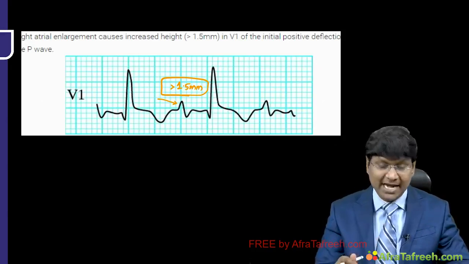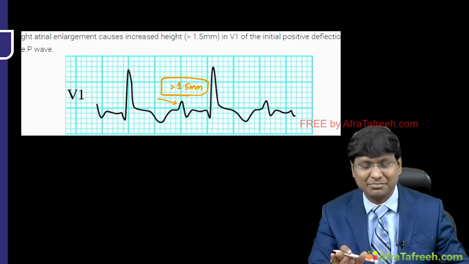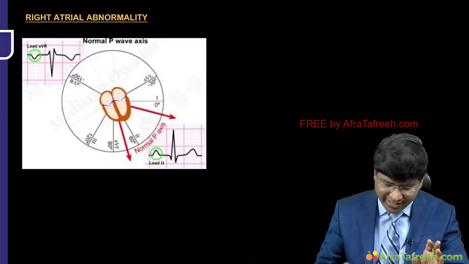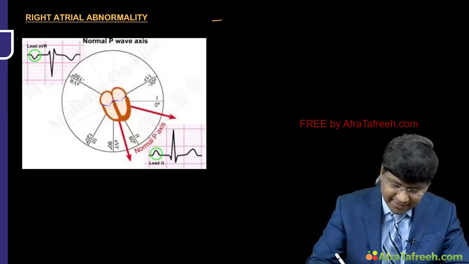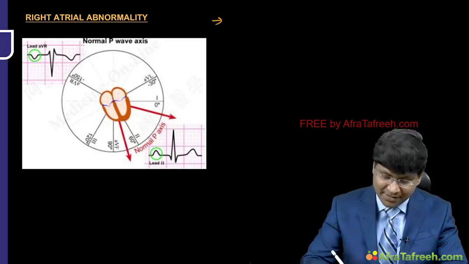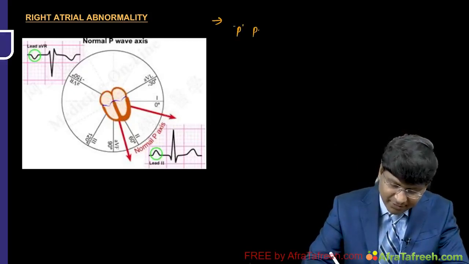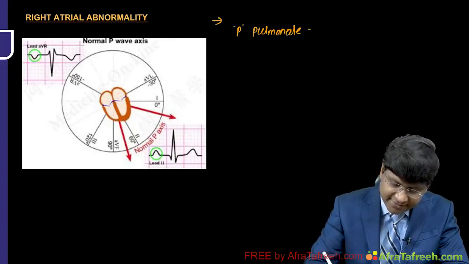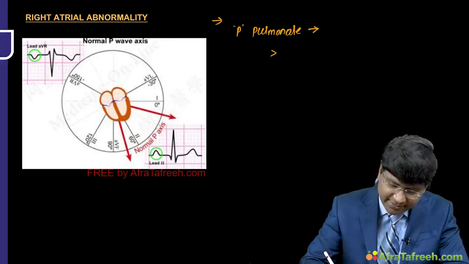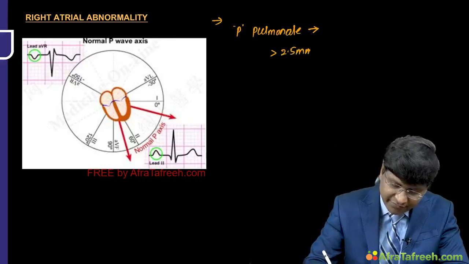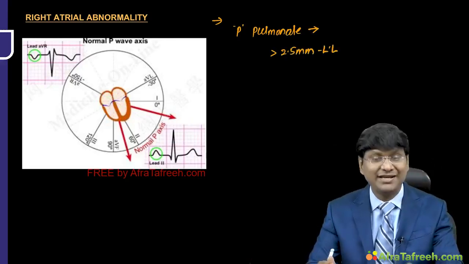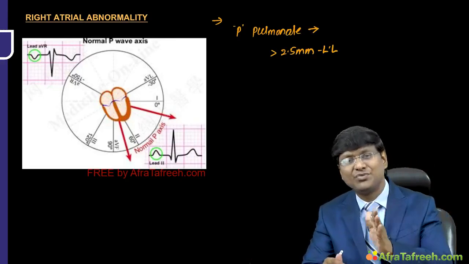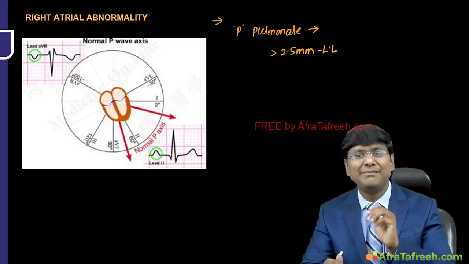Now, after having discussed the right atrial abnormality, let me give you a quick criteria also. The criteria for right atrial hypertrophy: number 1, you will have P pulmonale, where the amplitude is more than 2.5 mm in the limb leads, or in the form of voltage, more than 0.25 millivolts.